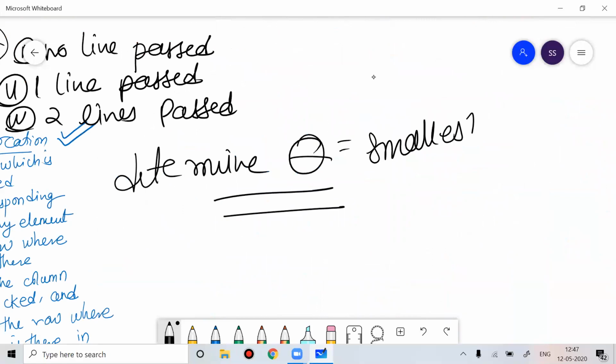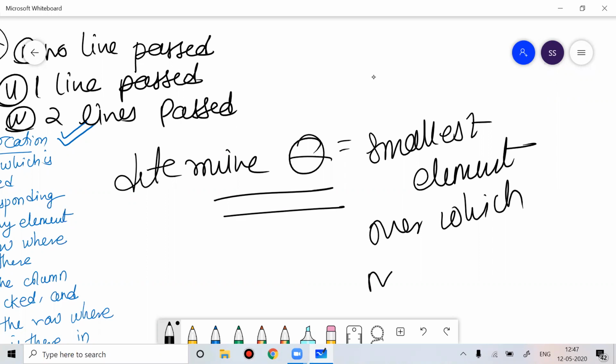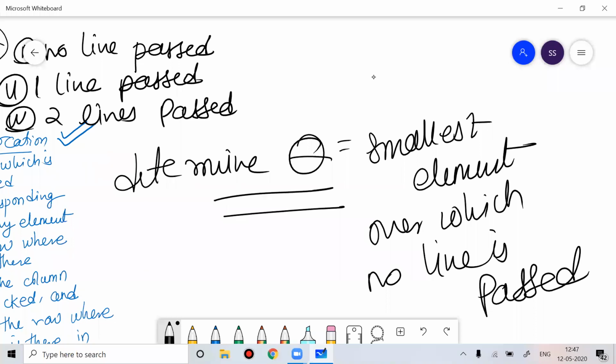Theta is your smallest element over which no line is passed. So that is your theta. The element over which no line is passed, that value is called theta.